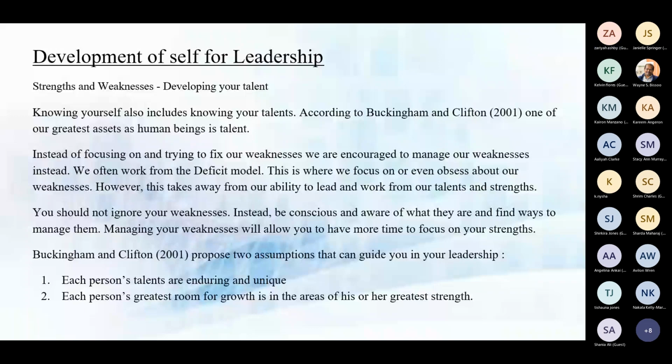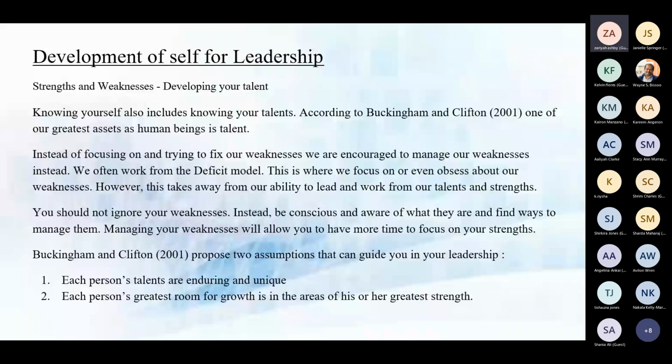So we're not saying that you should ignore your weaknesses. Instead, be conscious and aware of what they are and find ways to manage them. Managing your weakness will allow you to have more time to focus on your strengths. And when you are able to focus on your strengths, you have chances to actually apply them in different situations.